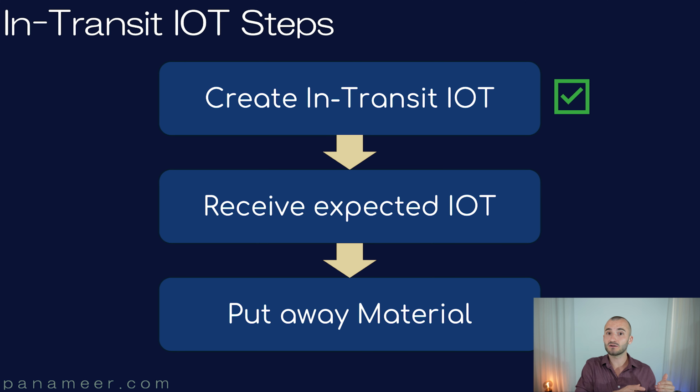So we're performing this receipt because in the previous video we created an in-transit inter-organization transfer, and now the destination organization actually got the material at the gate. And what we want to do now is go ahead and receive it.